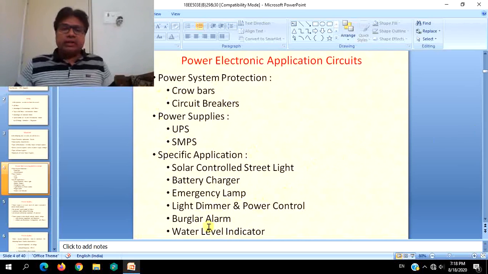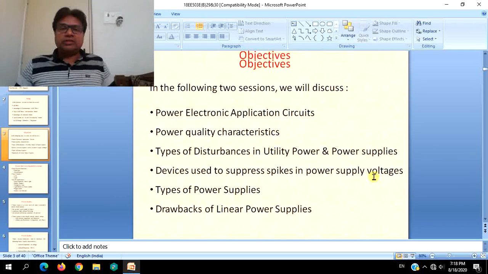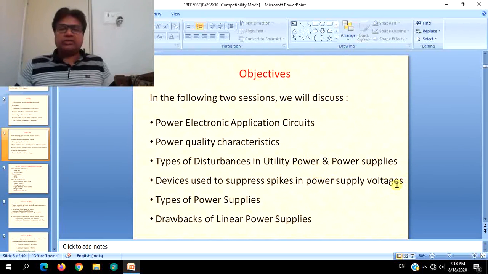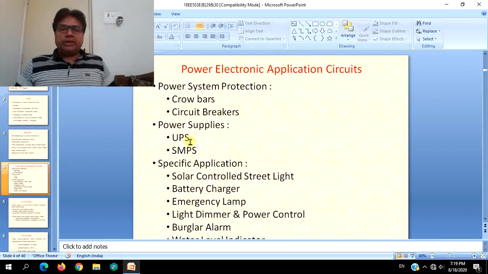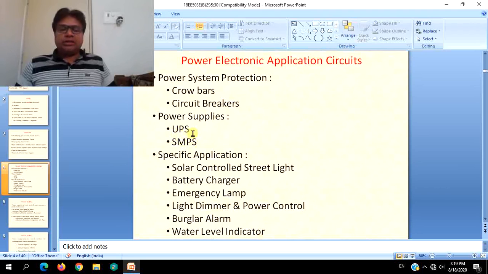But before entering into all these things, what we are doing is we are discussing the power quality characteristics and these things. We will be mainly discussing UPS and SMPS in the next sessions, then the protection circuits, and after that the application circuits in the following sessions.